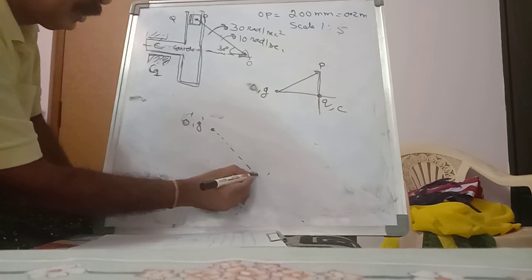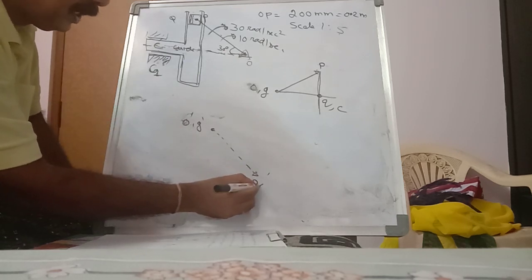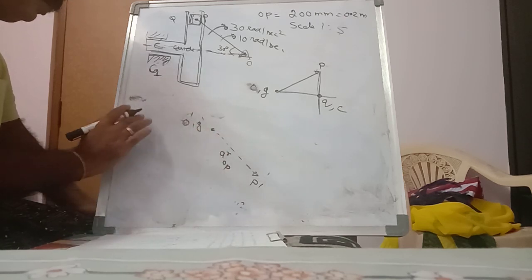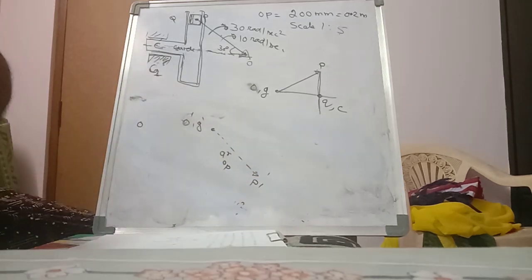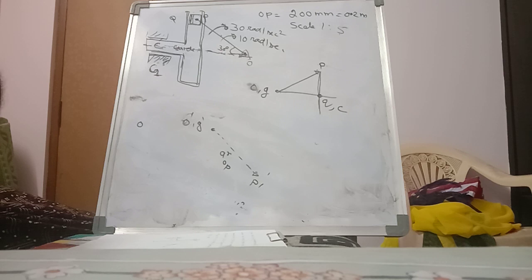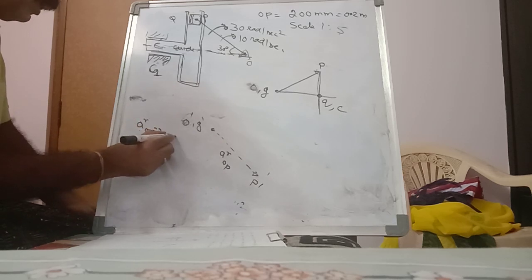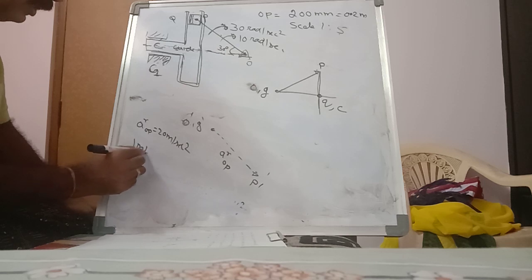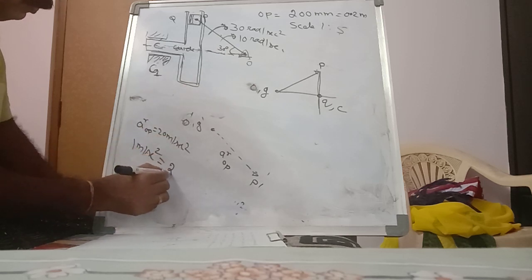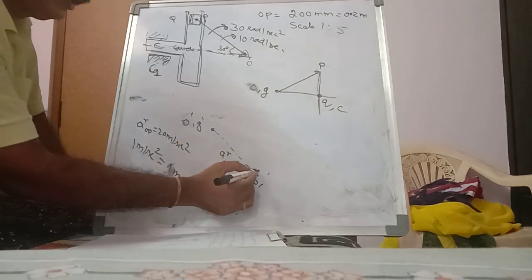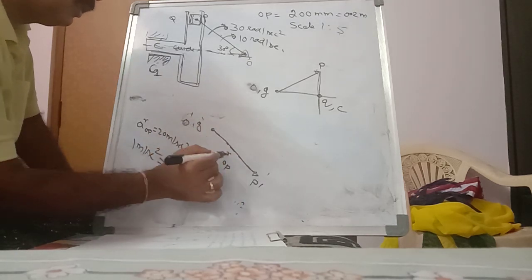Here I am taking this as O dash, P dash. This is the a_r OP. We already know the a_r OP value. We take a convenient scale. What is the a_r OP value? It is 20 meters per second square. Taking 1 meter per second square equal to 1 mm, we get 20 mm as the a_r OP. Or you can take another convenient scale. So after getting the point, this is the radial component.